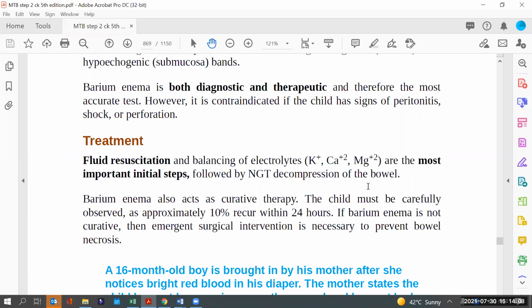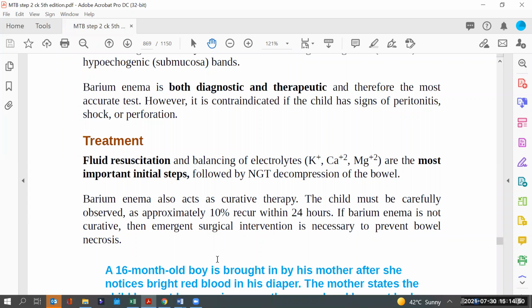But most of the time, with electrolyte balancing and barium enema, which is considered the therapeutic one, the telescoping of the bowel can be released. So barium enema also acts as a curative therapy. The child must be carefully observed, as approximately 10% recur within 24 hours. If barium enema is not curative, then emergent surgical intervention is necessary to prevent bowel necrosis. Of course, we cannot leave the bowel in that telescoping position. We have to make sure the bowel is straight, and with barium enema the bowel can be straightened, but if it's not, then of course we have to go for the surgical option.